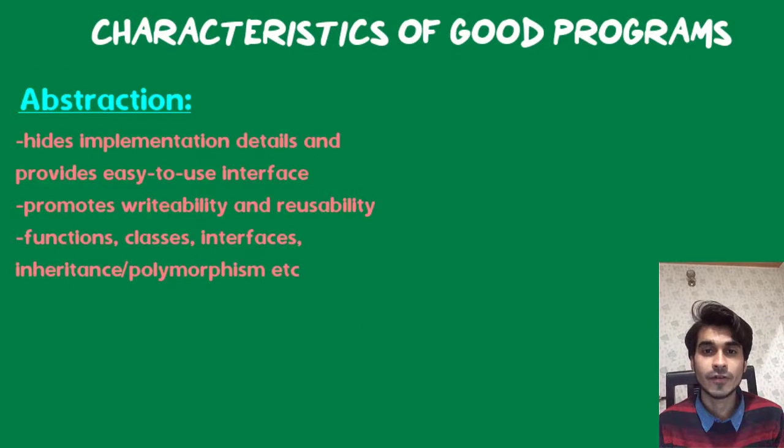Next up we have abstraction. This is a topic that has confused me a lot in the past when I was learning object-oriented programming. I believe that for others as well, this word can get a bit tricky and complicated. Whenever they see this word, they're like, should I use inheritance? Should I use polymorphism? But what is actually meant by this? Abstraction hides implementation details and provides an easy to use interface.